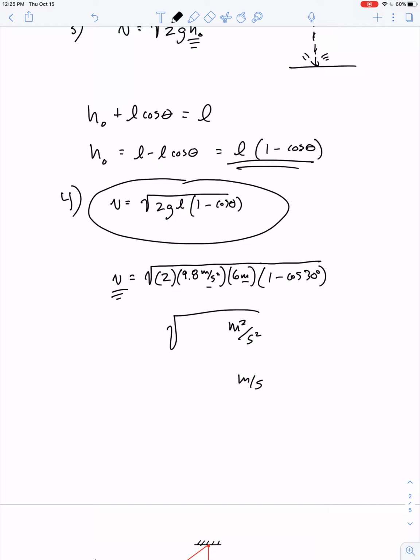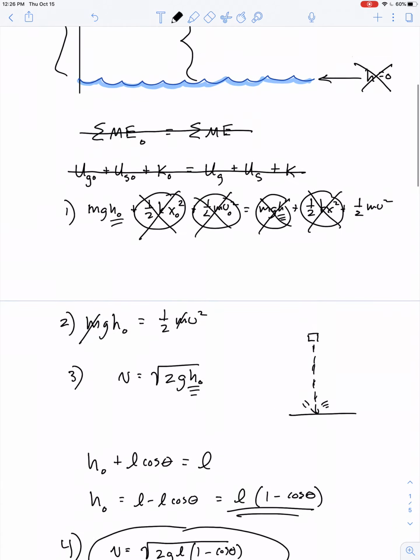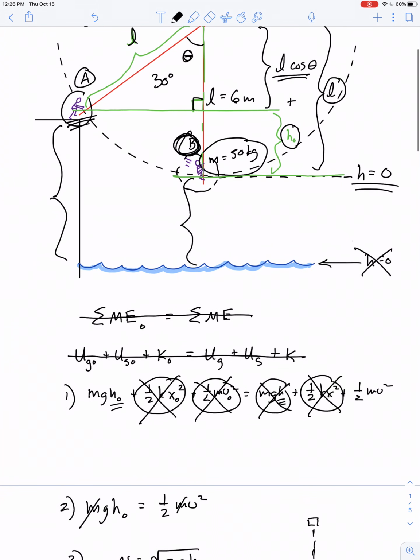Okay, so I get very nearly 4 meters per second. I get 3.97 meters per second. We can say that's approximately 4 meters per second in this example. Here's another interesting question. What would be the tension in the rope? Well, now we might need to know that the mass of the person is 50 kilograms.